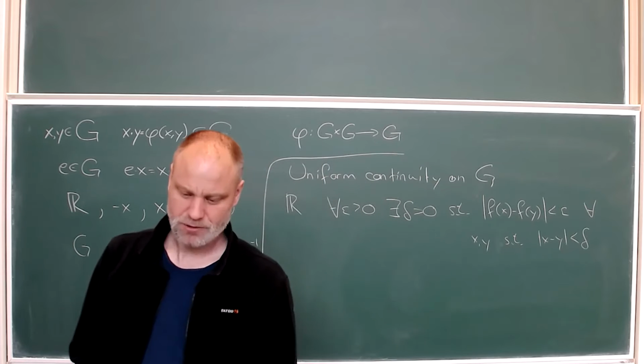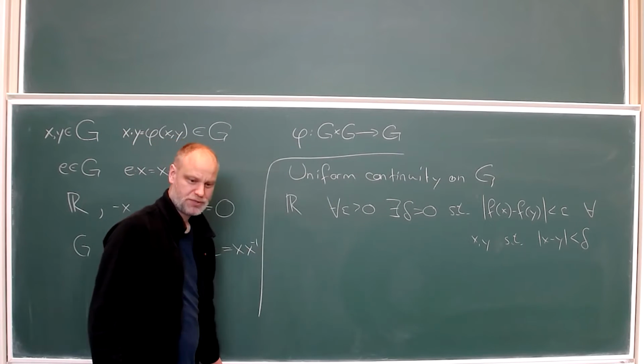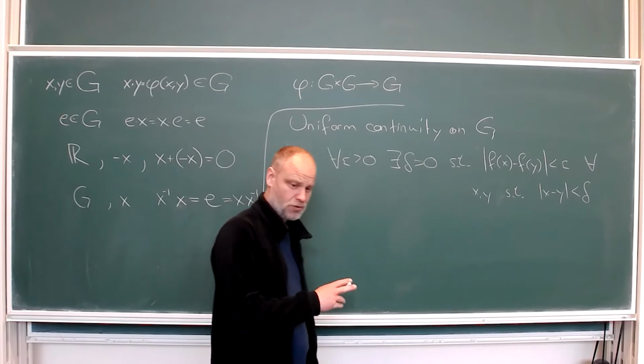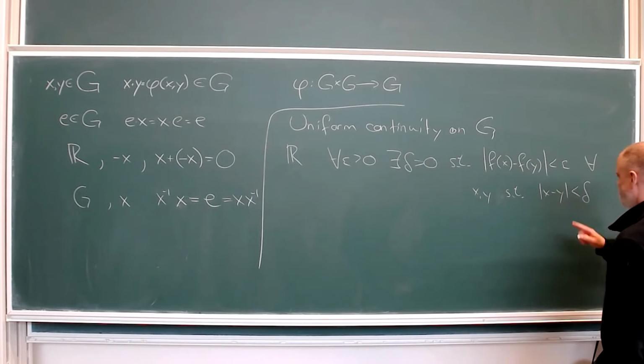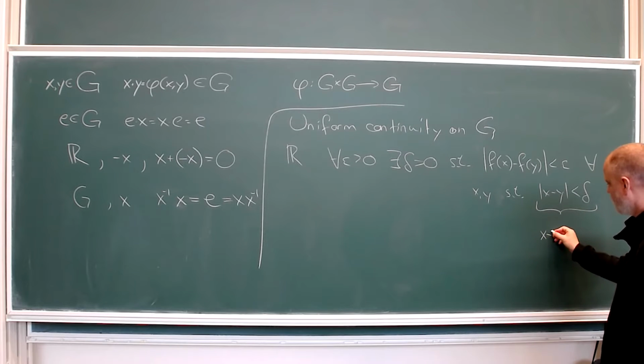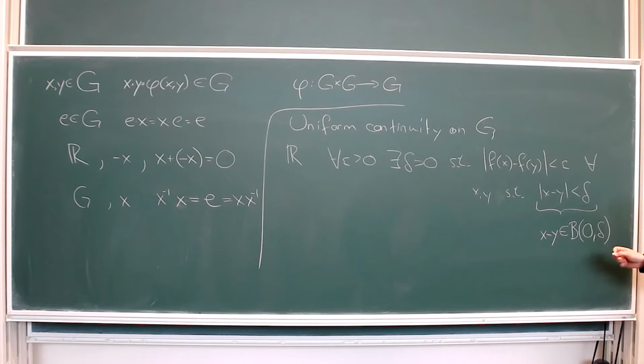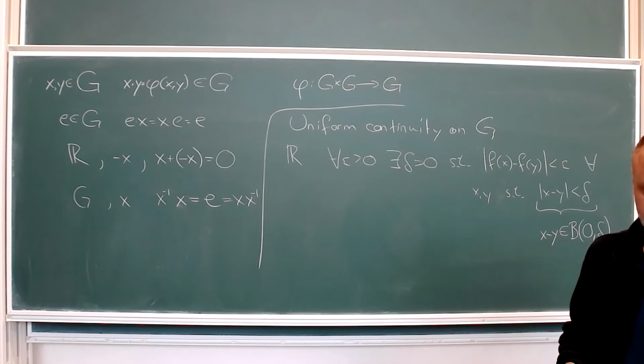All right. So how can we translate a statement like this to the group setting? First of all, note that we can write this as: x minus y is inside the ball with center 0 and radius delta. 0 is now the group identity element. A ball, speaking of a ball, requires you to have a metric.